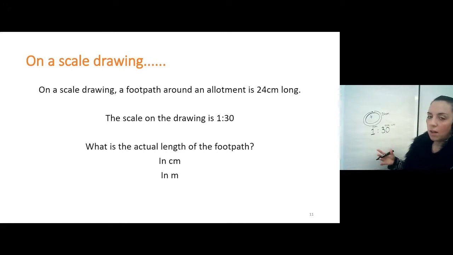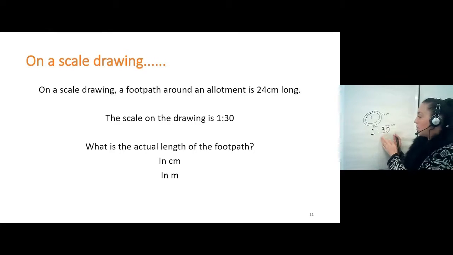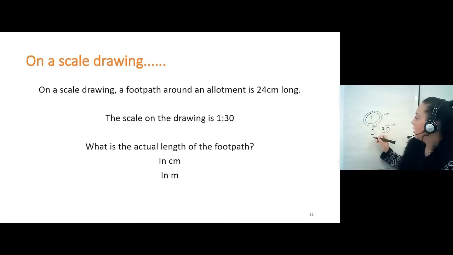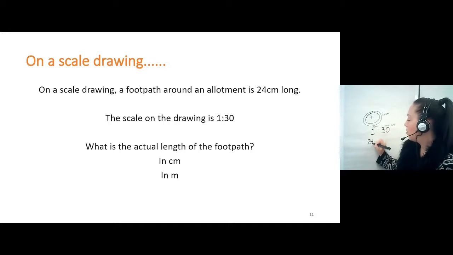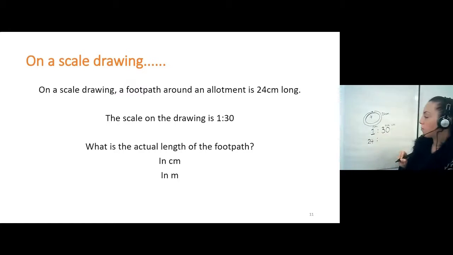So let's apply what we know. We know that on a scale drawing, the footpath is 24 centimetres. So we put it on the side that we know. We might have been given the real life measurement. It doesn't matter. We could put the real life measurement and work the plan side. Either way, we're doing the same maths. So on the plan side, we put 24 in because that's what we know.